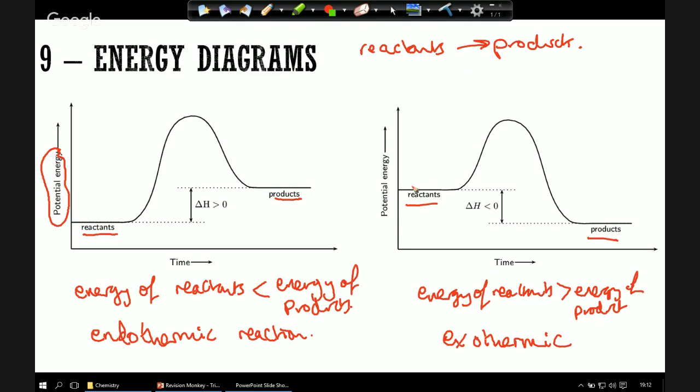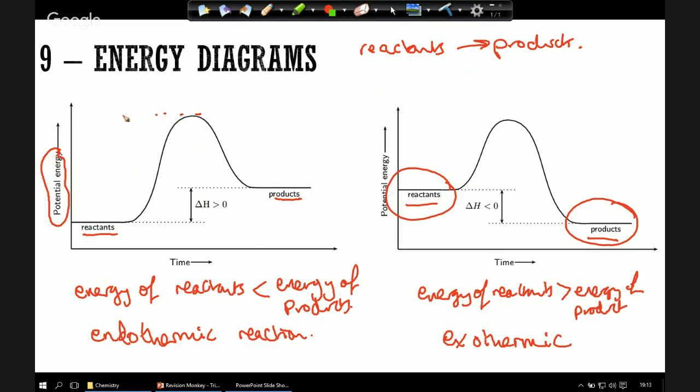So there tend to be 2-mark questions in relation to this. So how do you know, for example, that this is an exothermic reaction? And they want the idea of the energy of the reactants is greater than energy of the products. Don't make it any more complicated than that.